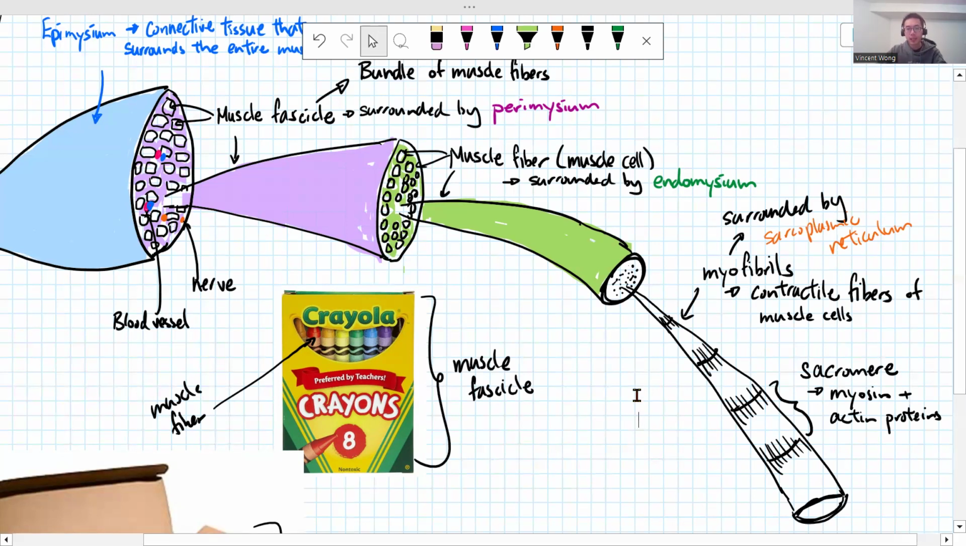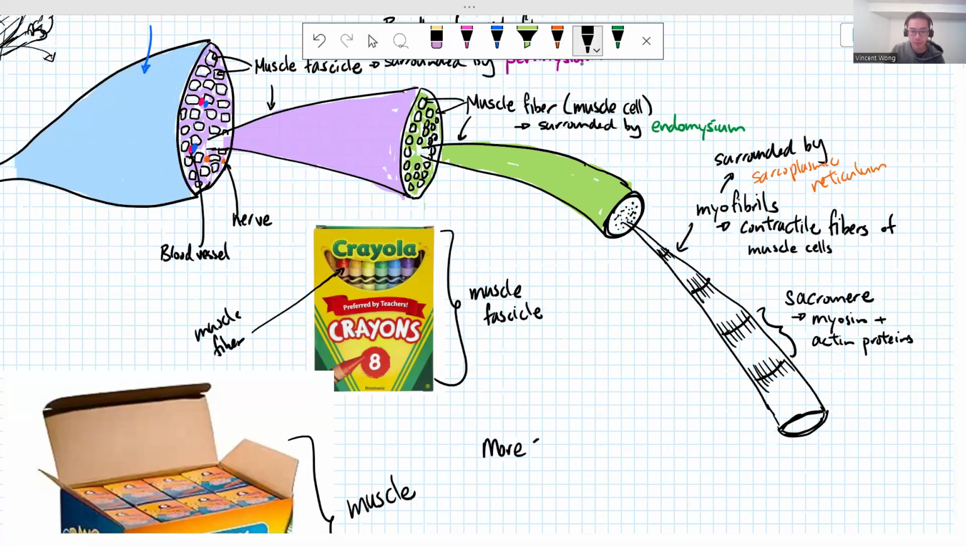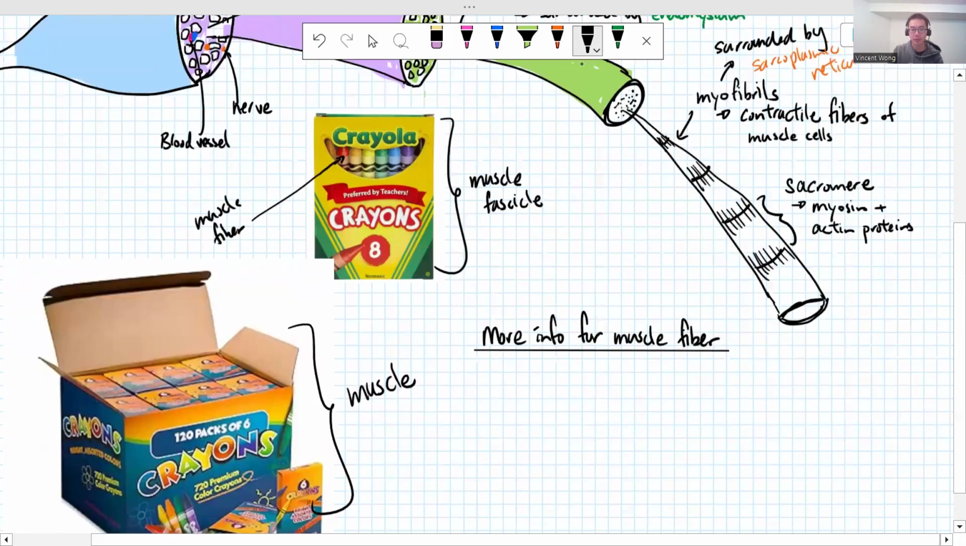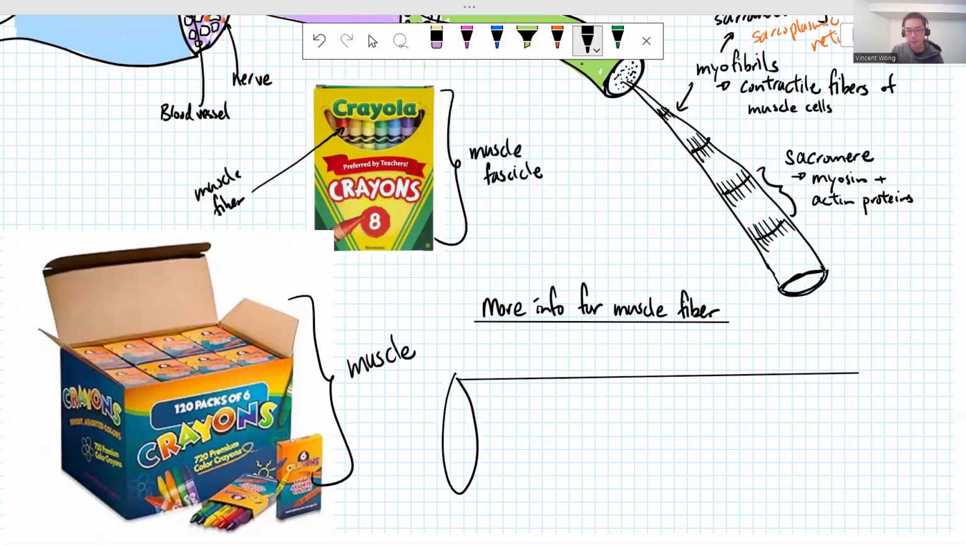So let me quickly go through this with you. More info on muscle fiber. Remember, muscle fiber is basically a muscle cell. So here it is. This is a muscle fiber.